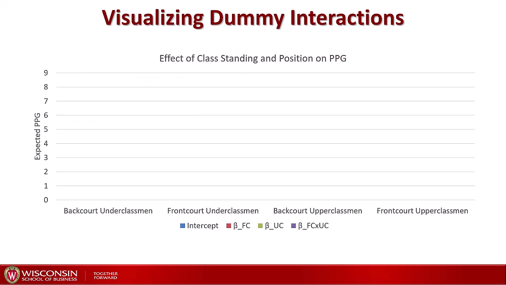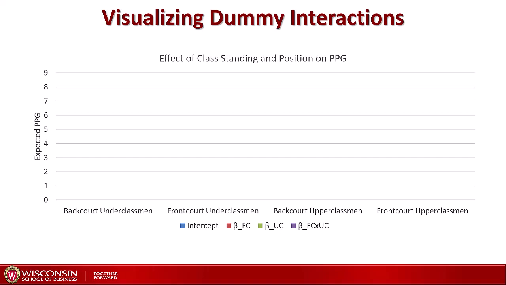Visually, this is how it looks. We have 4 cases. Backcourt underclassmen. So in that case, both front court and upper class are 0. Then front court underclassmen. Then just front court is 1. Upper class is 0. Then backcourt upperclassmen. And finally, front court upperclassmen. And for each of these categories, we have a different expected points per game.